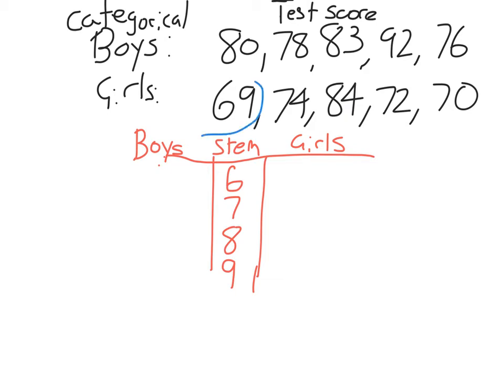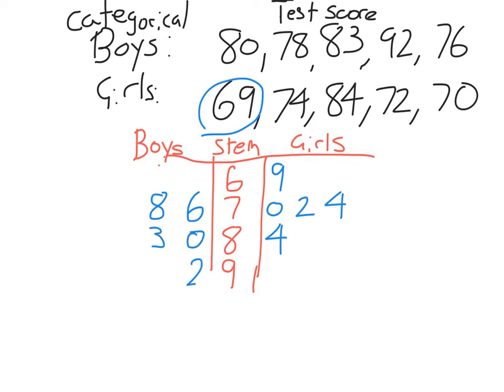So for this score here, 69 for girls, I just put a 9 there. And then there's 70, 72, and 74. The data needs to be in order from smallest to largest. And I can do the same with the boys. So no scores in the 60s, but 76 was the smallest, then 78, 80, 83, and 92. Okay, so this is a way to compare two data sets.